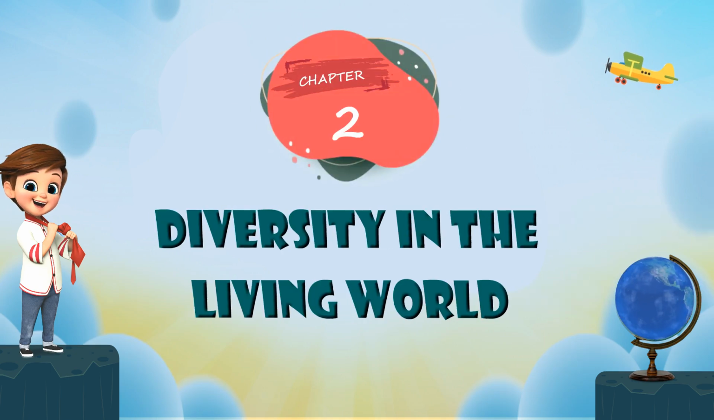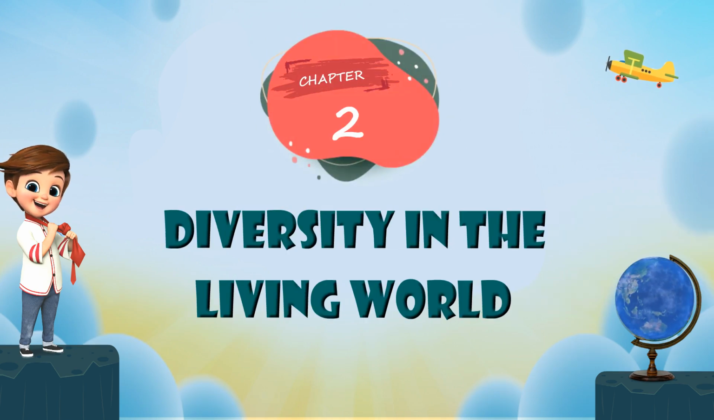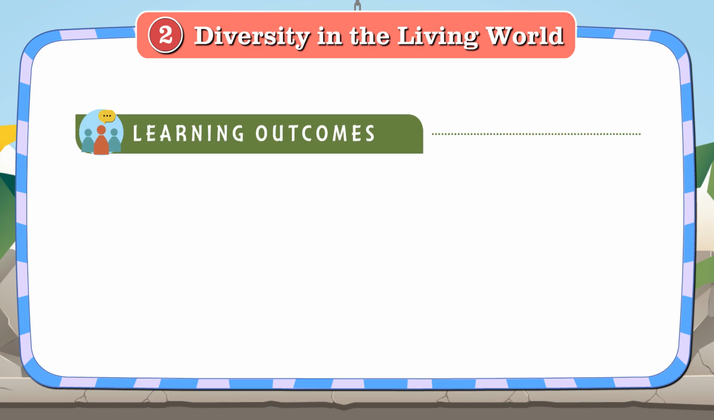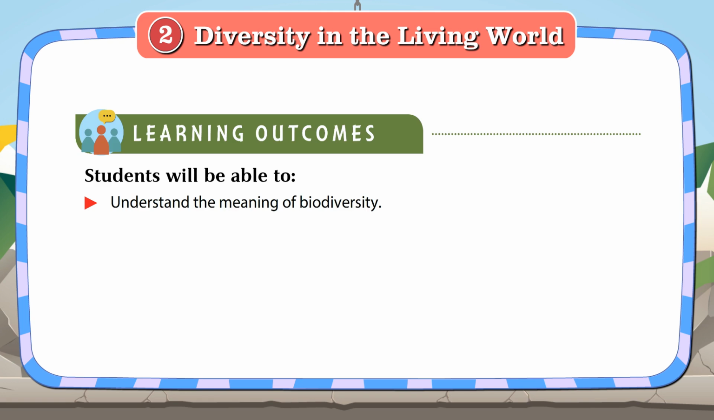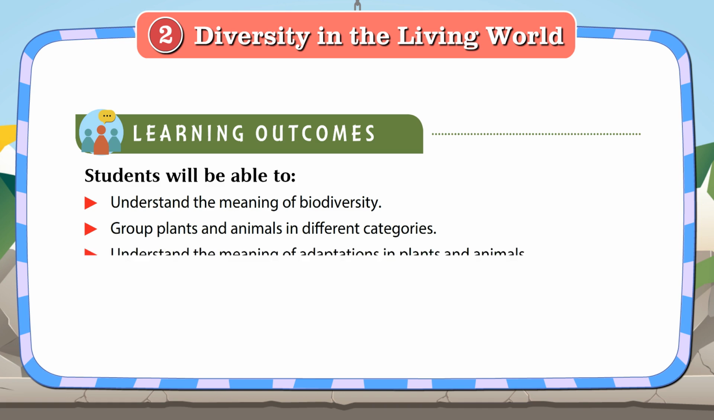Chapter 2: Diversity in the Living World. Learning Outcomes. Students will be able to understand the meaning of biodiversity, group plants and animals in different categories, and understand the meaning of adaptation in plants and animals.